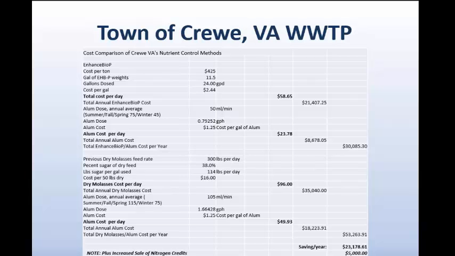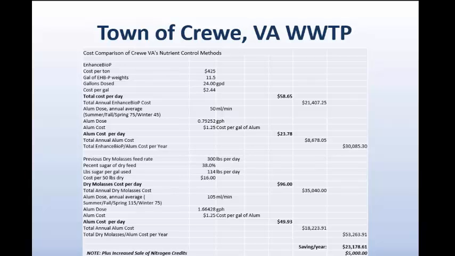At the bottom, the previous dry molasses feed rate represents the numbers and our costs from 2007 to 2011. We were using dry molasses as our supplemental carbon source, the extra food we needed to accomplish the process, and we were using liquid alum to remove the phosphorus.